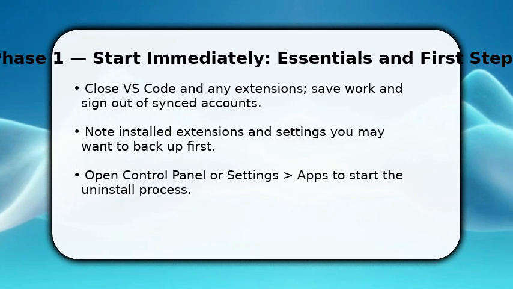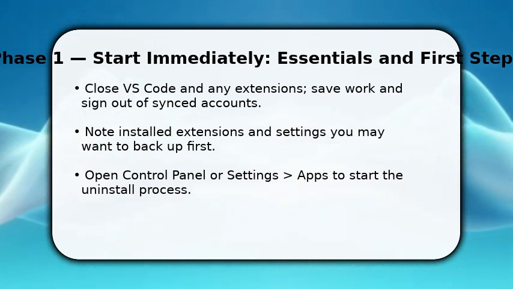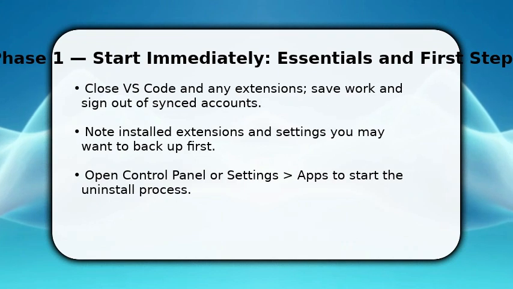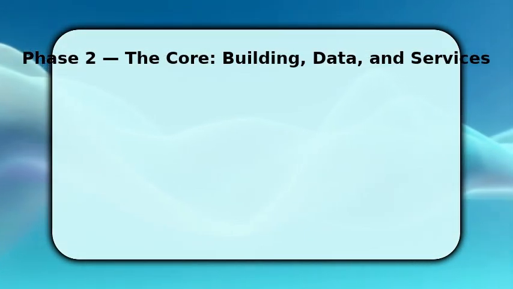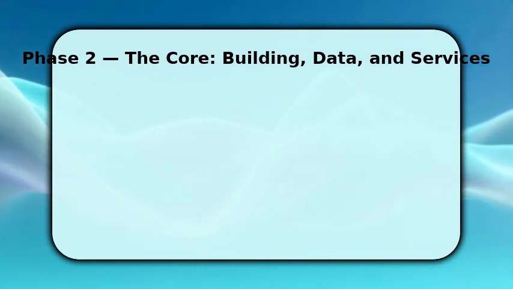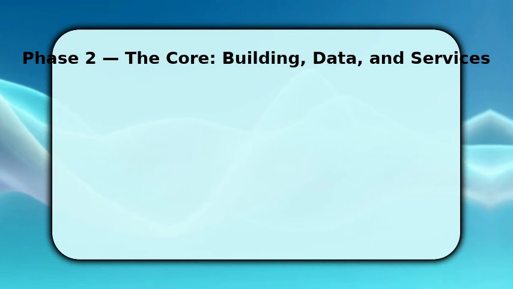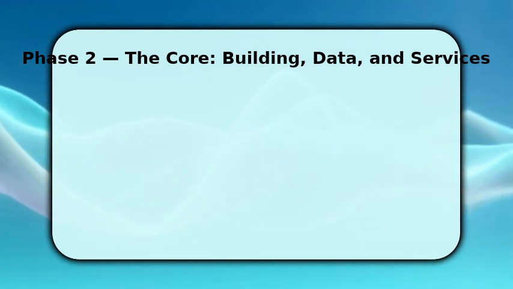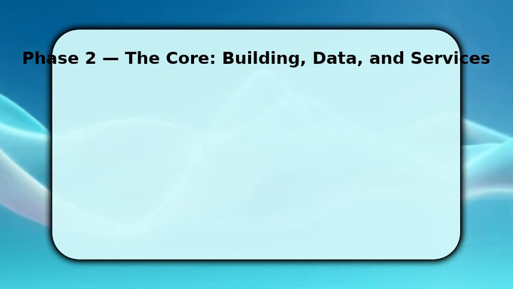Once the uninstaller finishes, you must remove leftover user files and extension folders. Open File Explorer and navigate to %USERPROFILE%\.vscode and %APPDATA%\Code and delete them because extensions and cached data live there. Make sure to empty Recycle Bin to free space.